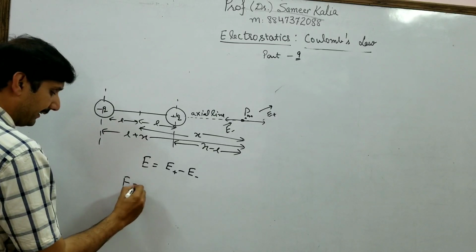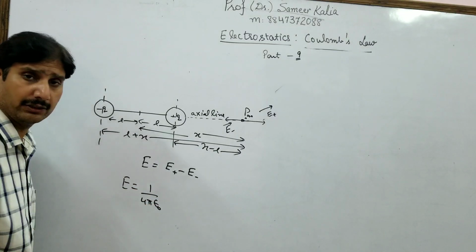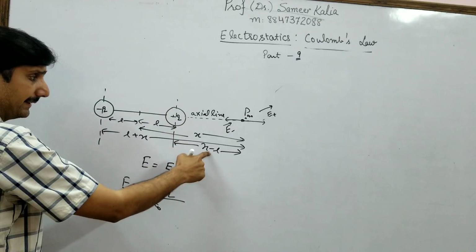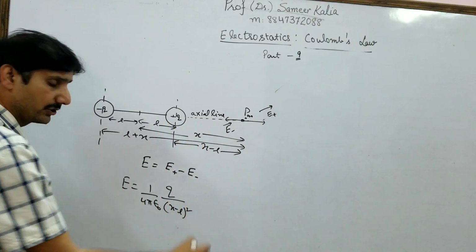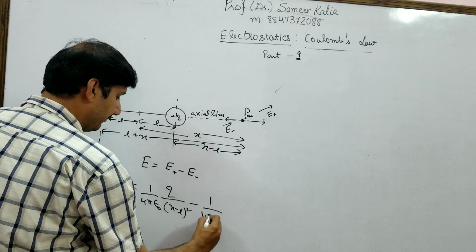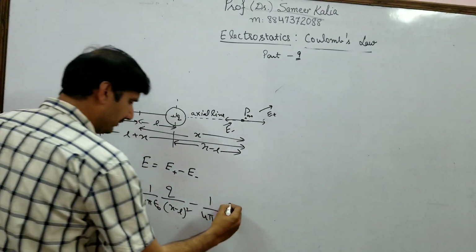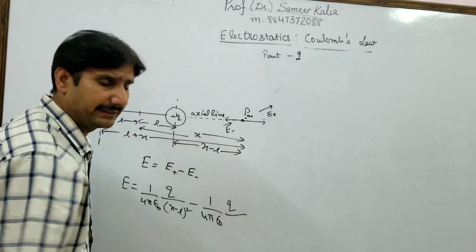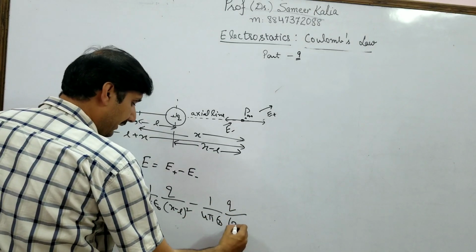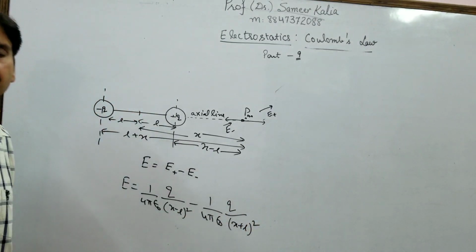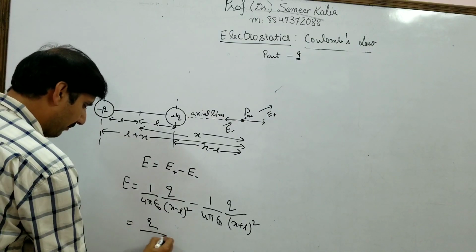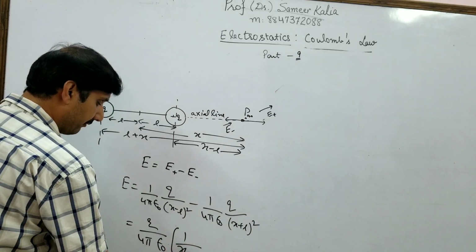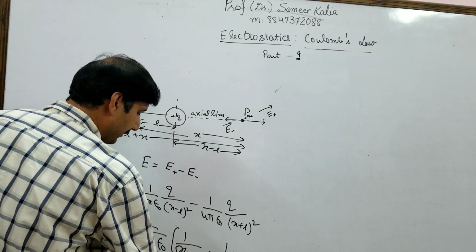So total electric field E can be written as 1 by 4 pi epsilon naught Q, that is due to the positive charge, Q divided by the distance from the positive charge, X minus L whole square, minus 1 by 4 pi epsilon naught, charge is again Q. Just take the magnitude, don't take the sign. We have adjusted the sign by considering the direction. Q divided by X plus L whole square. Whatever is common, I take it out: Q by 4 pi epsilon naught, and inside the bracket, I have got 1 by X minus L whole square minus 1 by X plus L whole square.